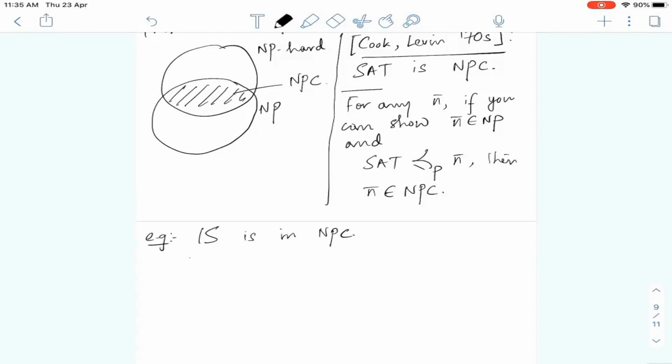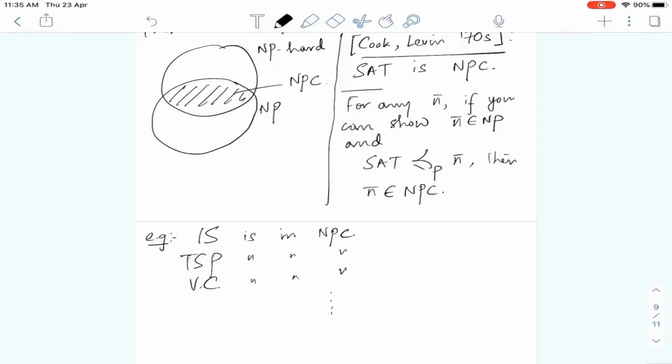So TSP is also NP complete. Yeah, vertex cover is NP complete. There are several others. But please keep in mind that there are problems which are harder than these problems. So that officially is the end of the course.